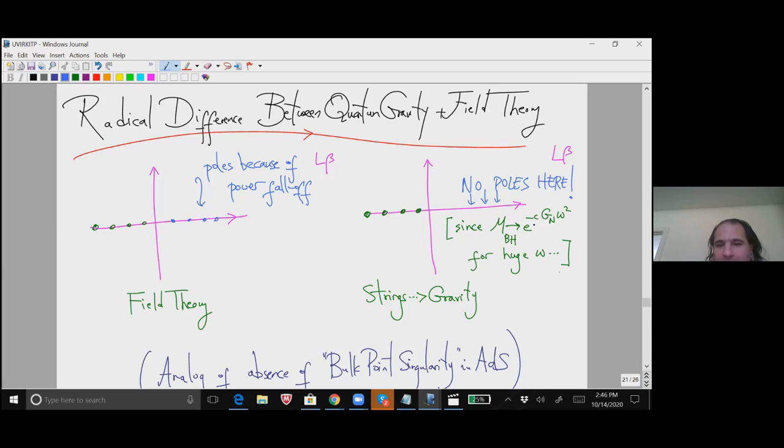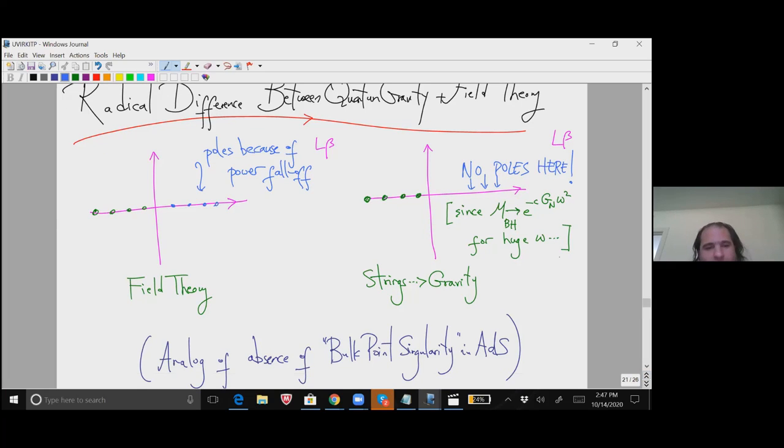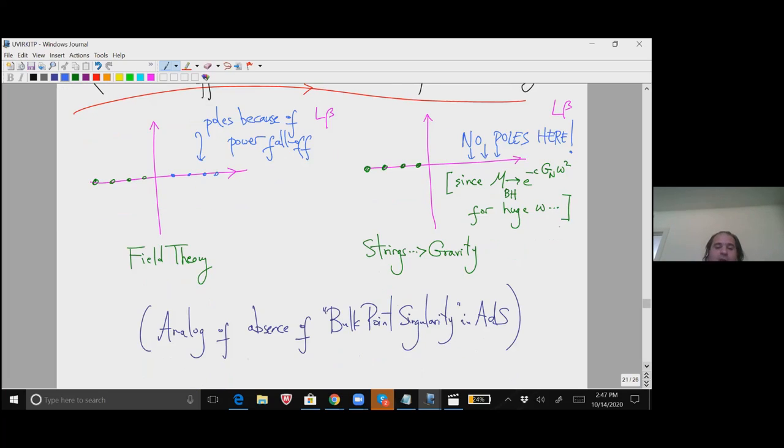And the reason is very simple. The amplitude is actually exponentially soft at high energies. If you have strings, that's already true in perturbation theory, but no matter what happens, ultimately the 2 to 2 amplitude is dominated by black hole production and is exponentially small. It goes like something of order e to the minus some constant G Newton omega squared. And so that means that there are no poles at all on the positive beta axis. I can make beta as big as I want, and the integral for large omega will always be convergent. So that's a stark difference of the analytic structure of quantum gravity versus field theory. And this is the analog of the absence of bulk point singularities in AdS, if people are familiar with that story.